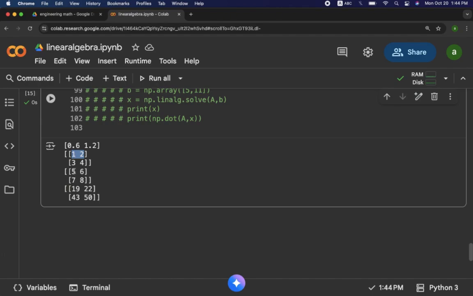I have 5 plus 14, that's 19. So if I multiply the first row with the second column, I have 1 times 6, and then 2 times 16, right? So that gives me 22. And then you have the second row multiplying the first column, which gives you 43. And then the second row multiplying the second column, which gives you 50.